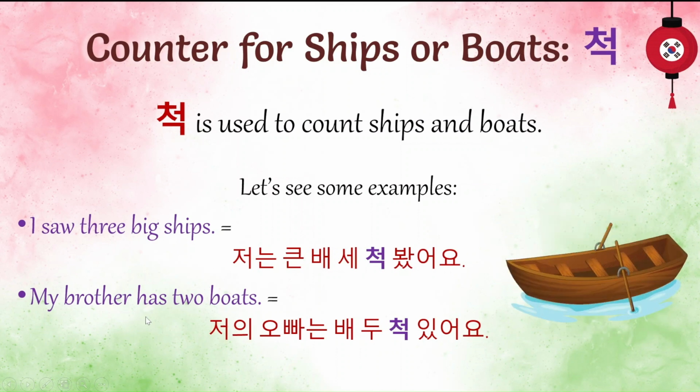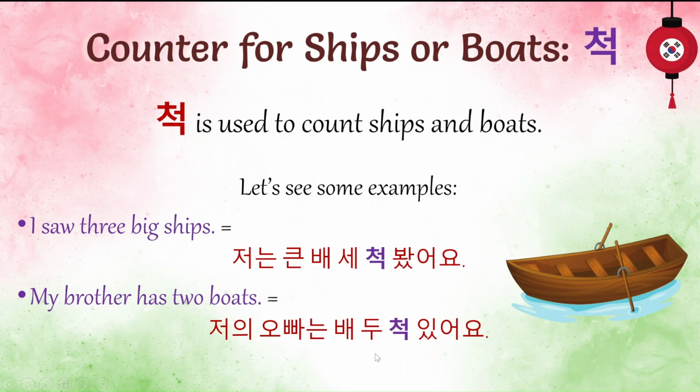My brother has 2 boats. 저희 오빠는 배도 두 척 있어요. 저희 오빠, my brother. Here, I have used oppa. It means that the person who is speaking this sentence is a woman and she's referring to her elder brother, oppa. Okay? Boat, 배, two, 두. Two boats, 배 두 척.